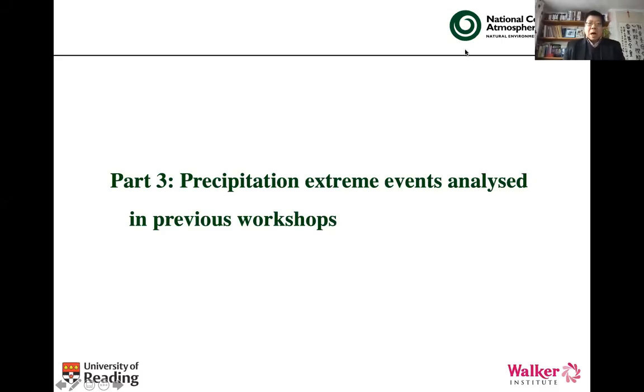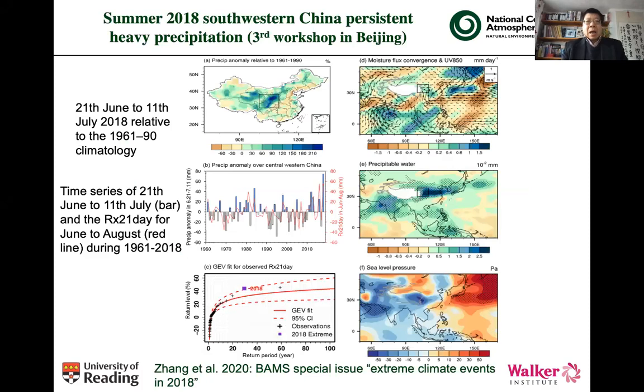And now I will give some examples of precipitation extreme events analyzed in the previous workshop. The first example is about the southwest China persistent heavy rainfall. Showing top left is anomalous precipitation, a 21-day average from 21st June to 11th July relative to climatology. And here is the percentage change relative to climatology.